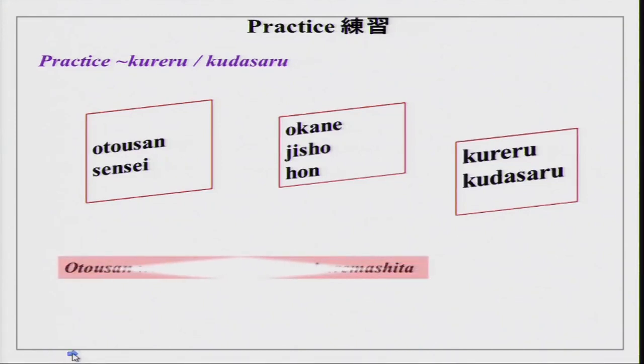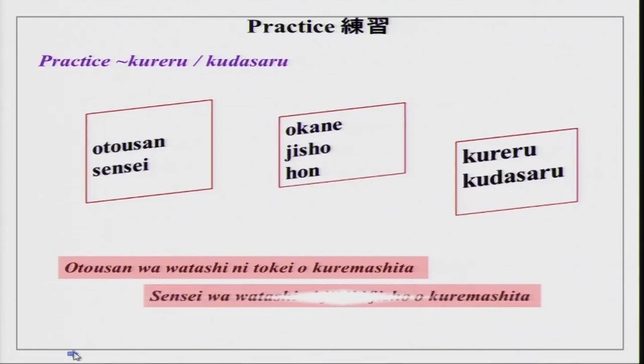So, well, you can use these over here. You can see otosan wa watashi ni tokei o kuremashita and sensei wa watashi ni jibiki or jisho o kuremashita. So, well, you can use kureru and kudasaru in this manner. Now, I am sure now you have understood all the six: agemasu, moraimasu, itadakimasu, sashiagemasu, kuremasu and kudasaimasu. So, please try to practice it with your friends, with your partner, and please whenever you are practicing, do it loudly.